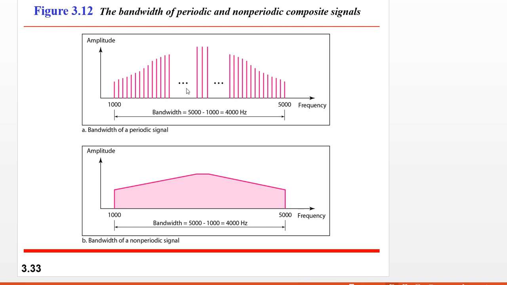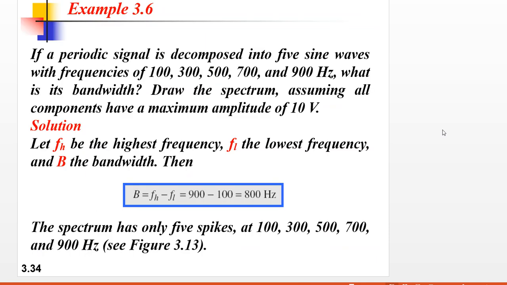Below also is the bandwidth of a non-periodic signal. You will get the same bandwidth for periodic and non-periodic, because it is the difference between highest and lowest. Again, highest frequency is 5000 hertz and lowest is 1000 hertz. If you subtract that, you will get 4000 hertz. This is the bandwidth. Okay, one example you can see for the bandwidth.